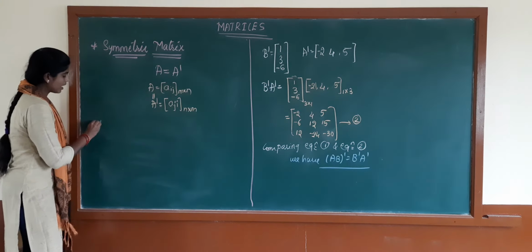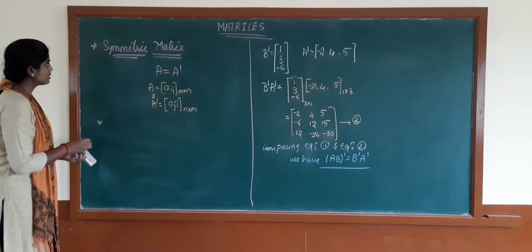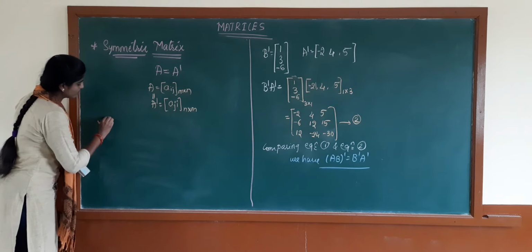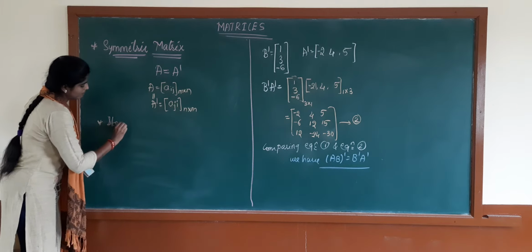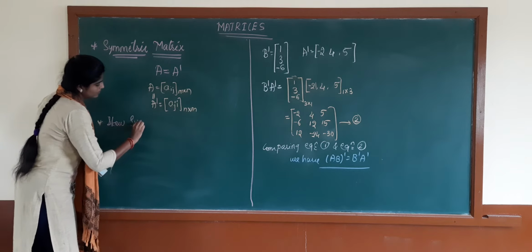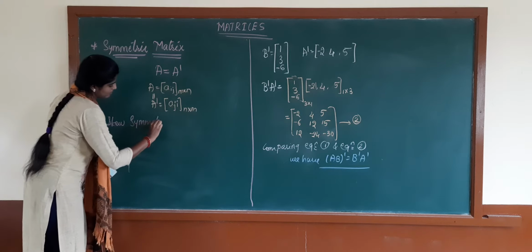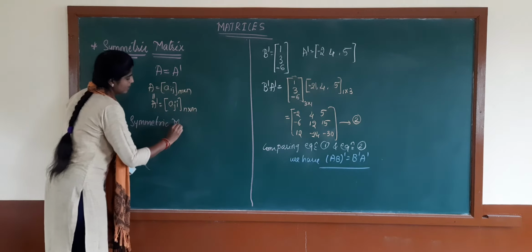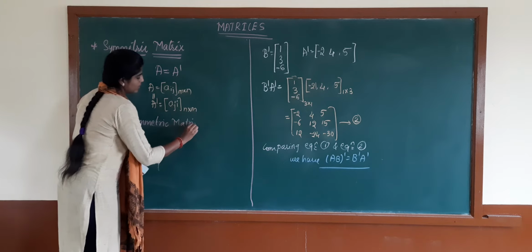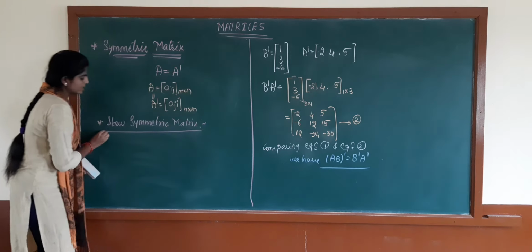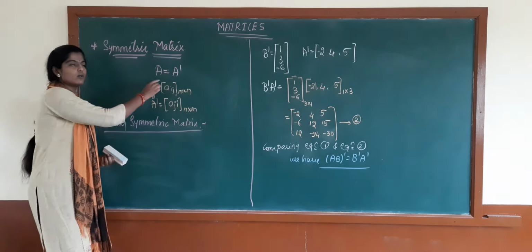So similarly we have the next definition, that is skew symmetric matrix. So we have the symmetric matrix as A equal to A dash.